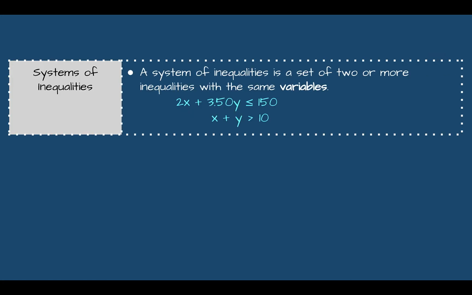A system of inequalities is a set of two or more inequalities with the same variables. It's similar to a system of equations that we saw in the last unit. So here we can see we have two inequalities: 2x plus 3.50y is less than or equal to 150, and x plus y is greater than 10. Two different inequalities, but they use the same variables.